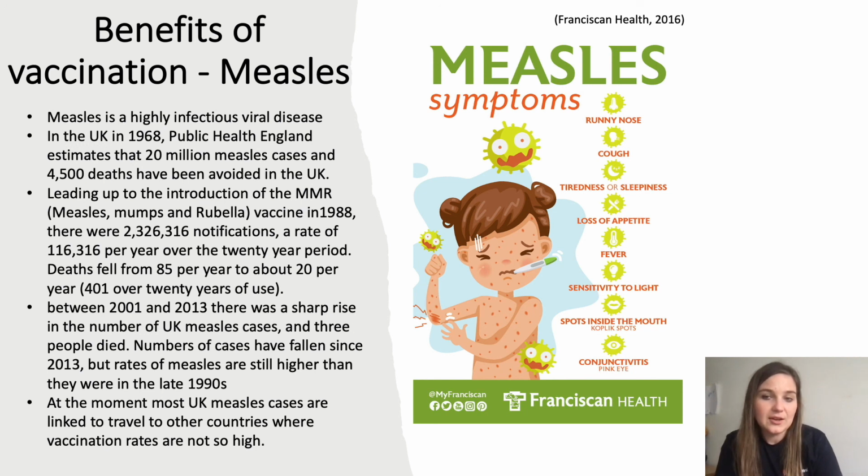This was due to the inaccurate MMR controversy, when the MMR vaccine was incorrectly linked to autism. Some parents chose not to vaccinate their children, and due to this, by 2003, the MMR coverage was down to 82%, lower than what is needed for herd immunity.